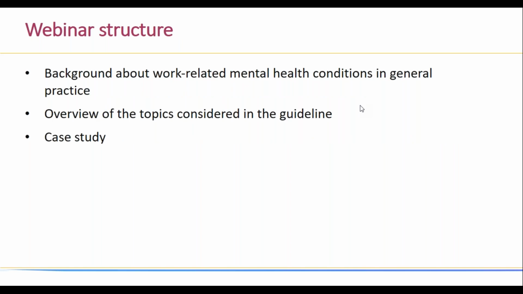So what I hope to do over the next little while is to give you a background about work-related mental health conditions in general practice, an overview of the topics that the guideline actually addresses, and use a case study to illustrate some of the key recommendations. Thank you.